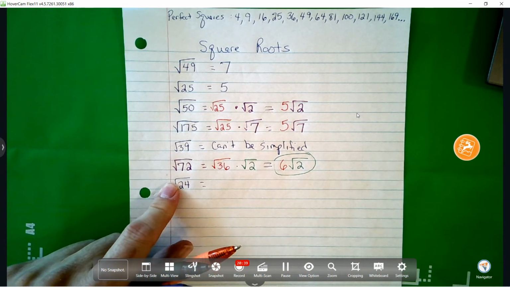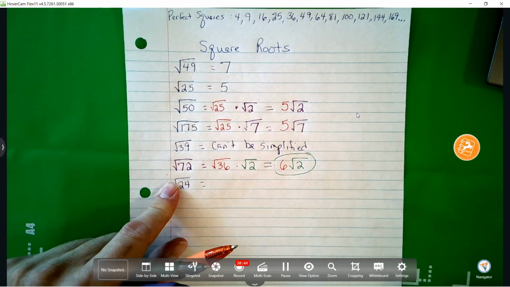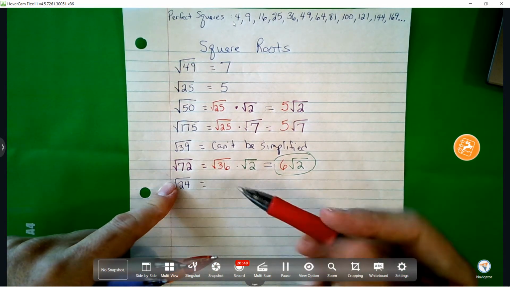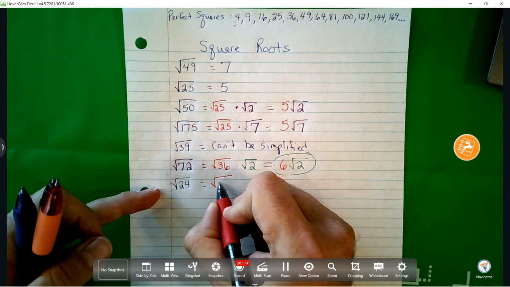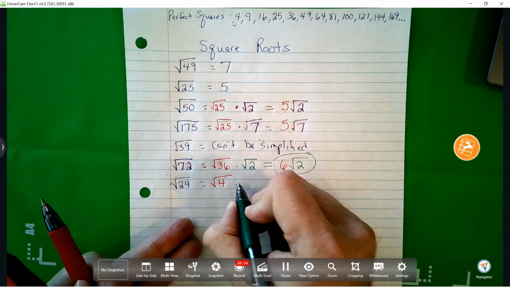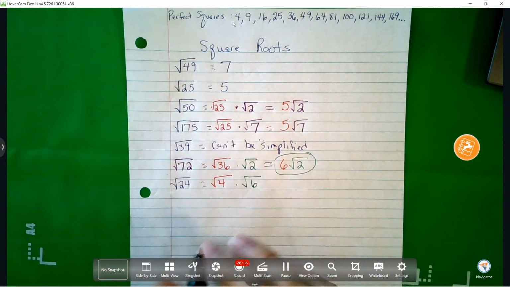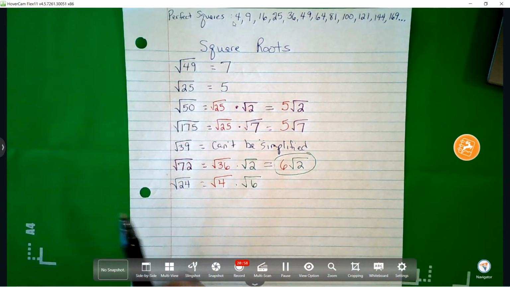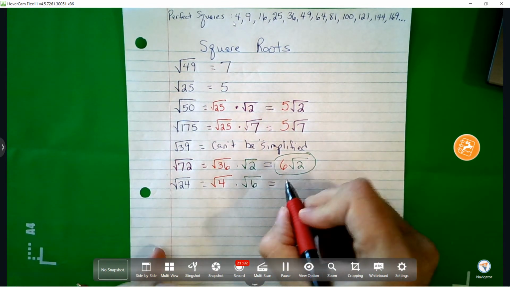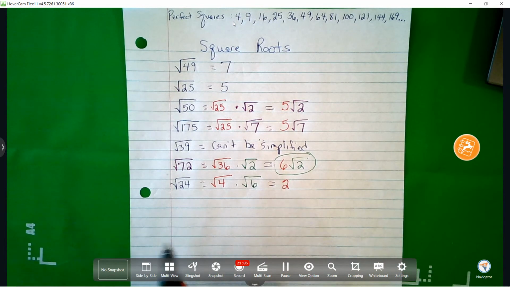I'll give you a hint. There's only one, and I think it's the first number listed there. 4. Is 4 the only perfect square that divides evenly into 24? So I would write this as 4 times 6, or square root of 4 times square root of 6. And then I would simplify with a red 4. I'd put a red 2.